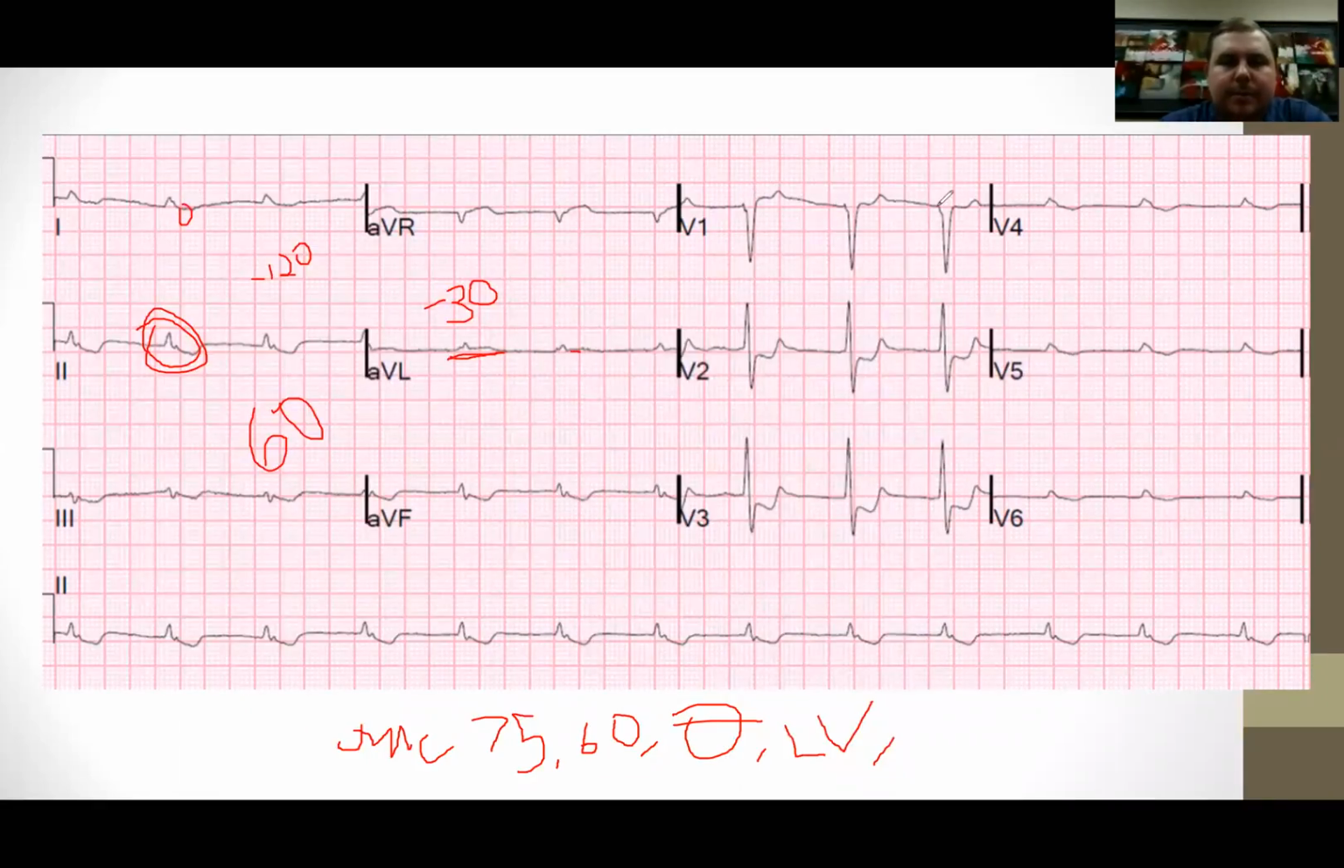Lead 1, V1 doesn't have any elevation or depression. V2 has depression. V3 has depression. V4 has depression. V5, pretty isoelectric, but you can see where the T-wave is inverted. And same with 6. So I would start searching for a posterior MI because of the depression V2, V3, and sort of V4 if it had a bigger QRS. So this is probably a junctional rhythm, rate of 75, normal axis, normal intervals, low voltage, and a posterior MI.